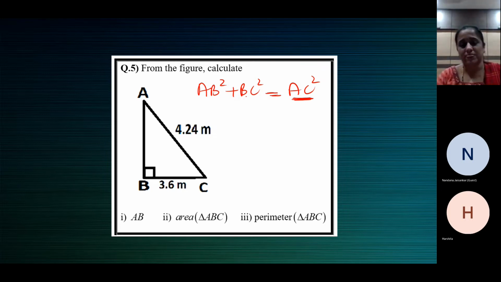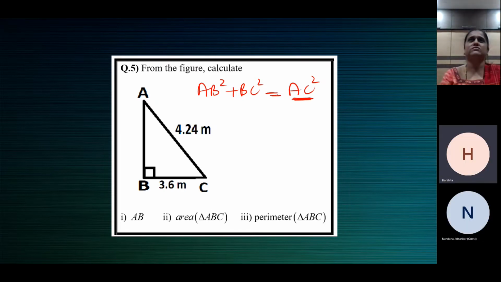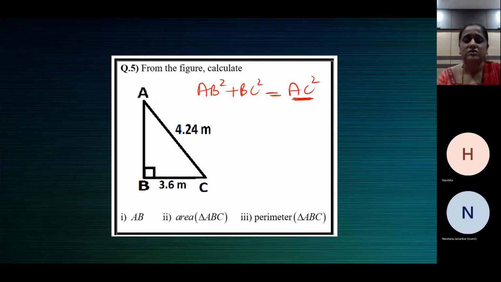By Pythagoras theorem. Okay, I'll show you the answer slide. What is the area of the triangle ABC, children? For me, I got 4.064, ma'am. So it is half into?